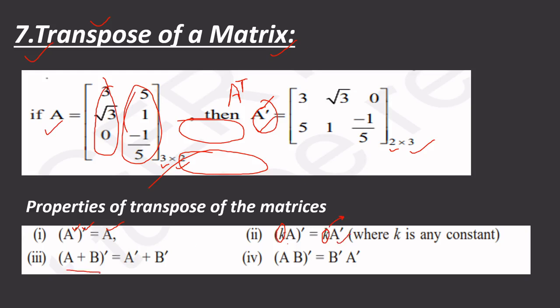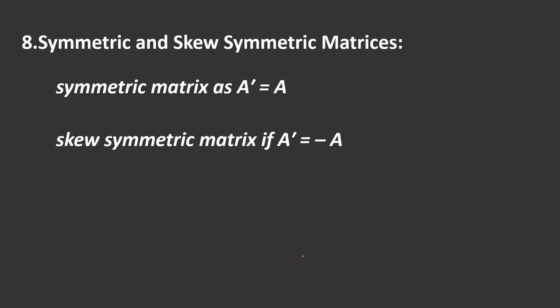If A plus B, we can say that A transpose plus B transpose is equal to A plus B whole transpose. This is a simple property we have to learn, because it is used in solving questions. If A and B are multiplied and then transposed, it is equal to B transpose A transpose. This is the difference, and we have to be careful about that. AB transpose is not equal to A transpose B transpose, but equal to B transpose into A transpose.